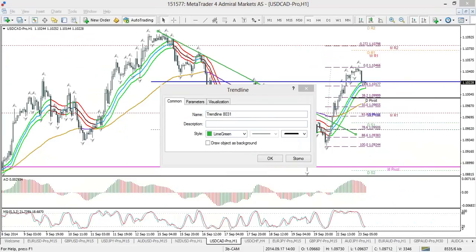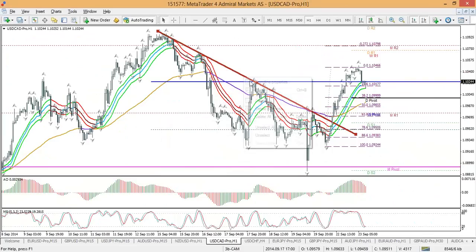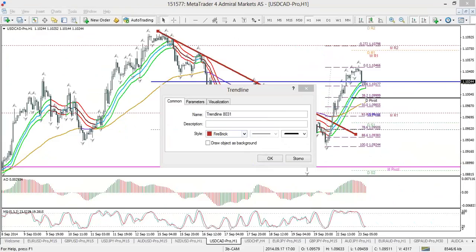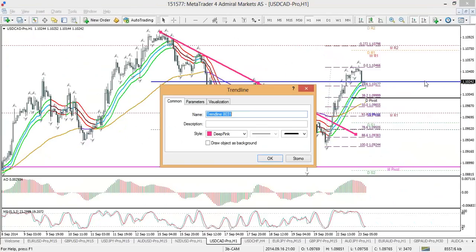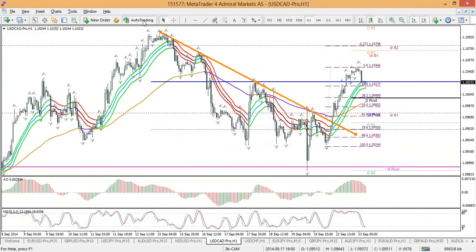Let's see, right in here. That trend line, that resistance trend line, there we go. I don't know which color I should use. Let me make it this color, otherwise I don't know. Or maybe orange, in fact. Let me use orange. Alrighty. So that resistance trend line.